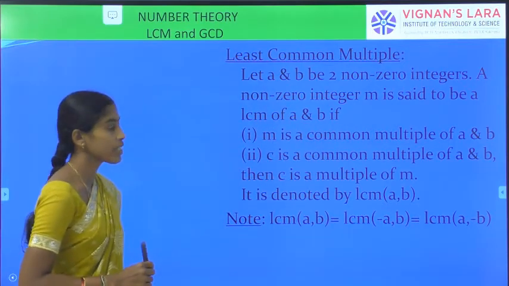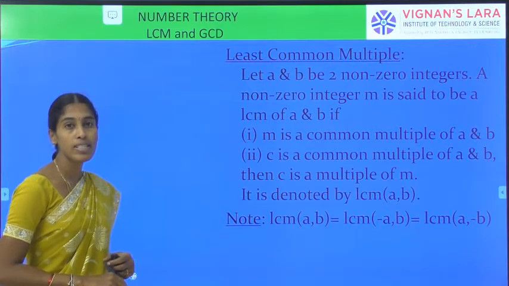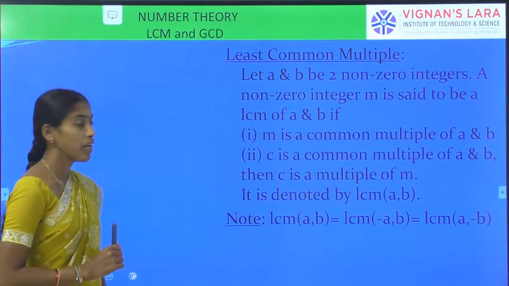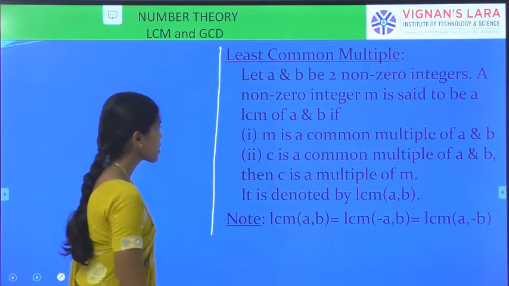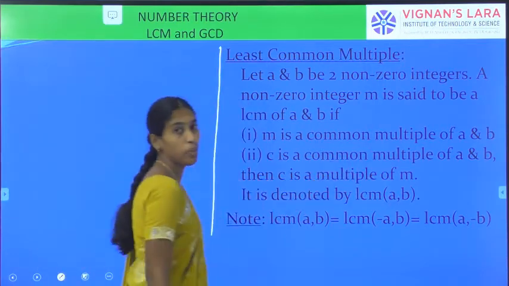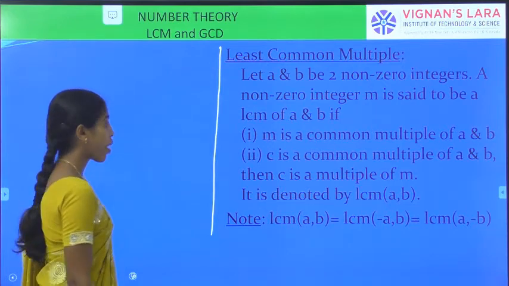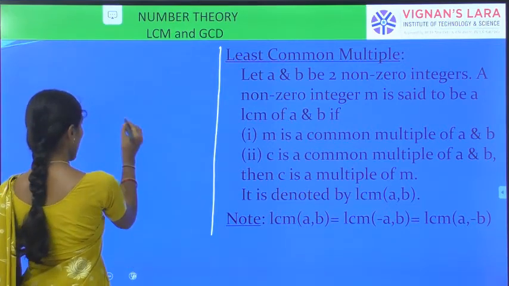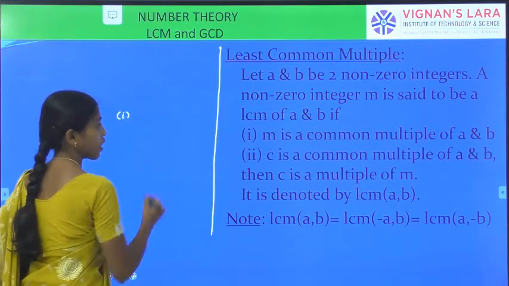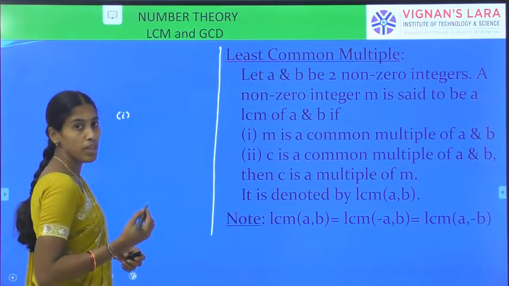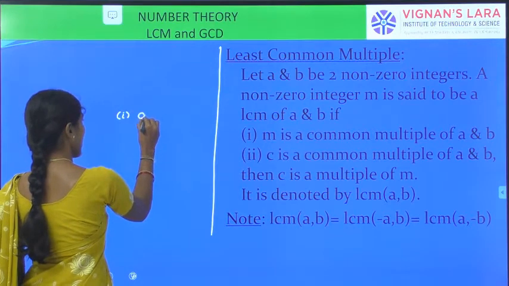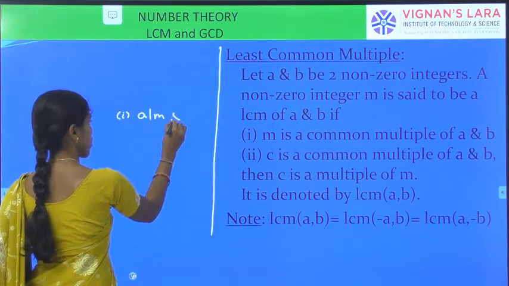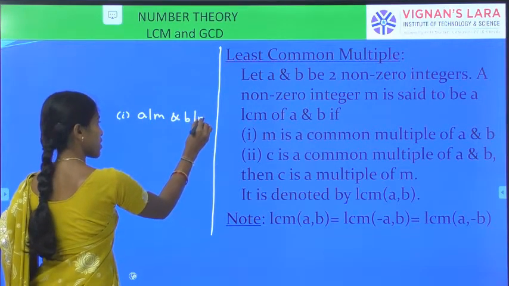A non-zero integer M is said to be the LCM of A comma B if the first condition is M is a common multiple of A and B, right? M is a common multiple of A and B. So what is the meaning of this one? M is a common multiple of both A comma B. It means that A divides M and B divides M.